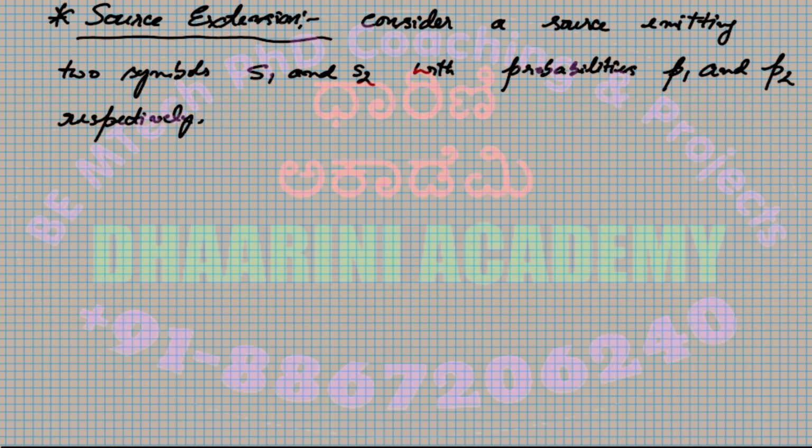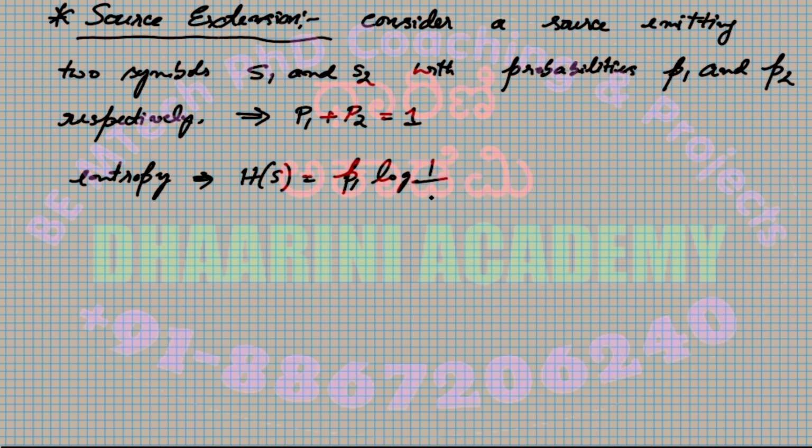Respectively. Right. So we know that since only two symbols are sent, P1 plus P2 should be equal to how much? That should be equal to 1. And if I want to calculate the entropy, we represent that as H(S) = P1 log 1/P1 + P2 log 1/P2. That's how we calculate.